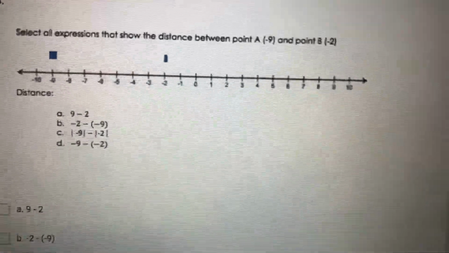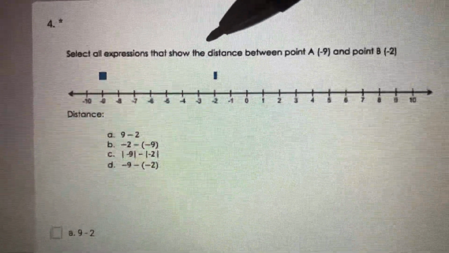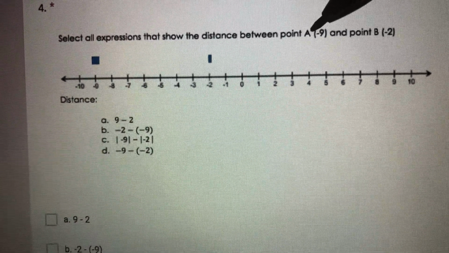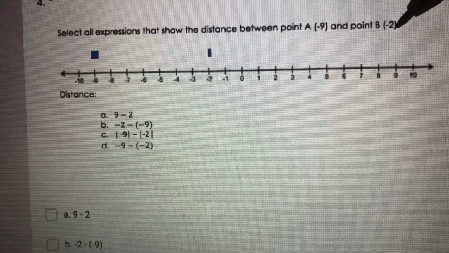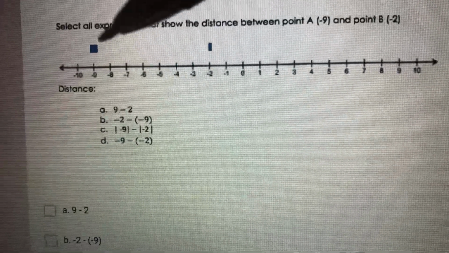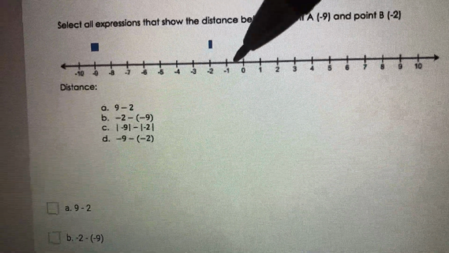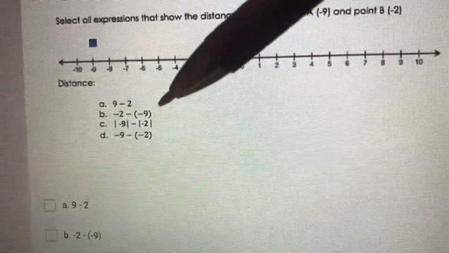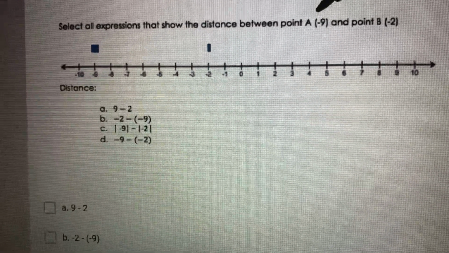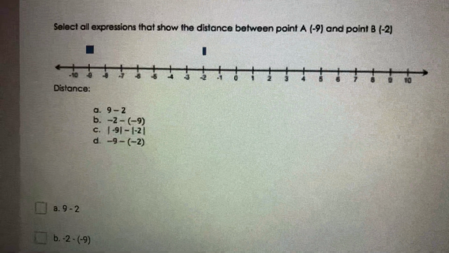So for number 4, it says select all expressions that show the distance between point A, which is -9, and point B, which is -2. Okay, so I tried to actually mark them, did a horrible job at it. But anyways, we're trying to see which expressions equal the distance between these two numbers. So let's actually look at that.